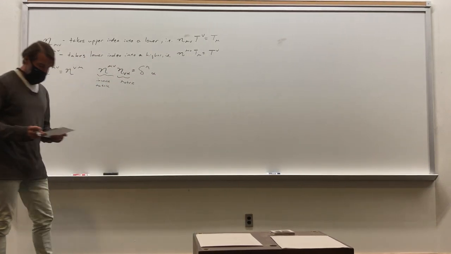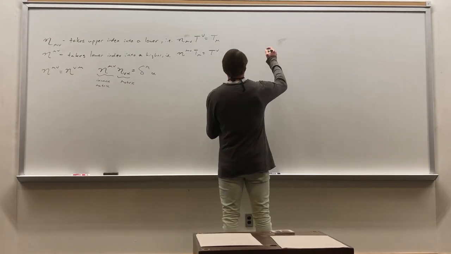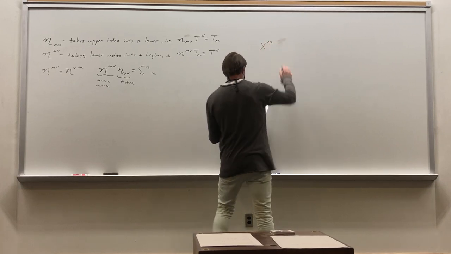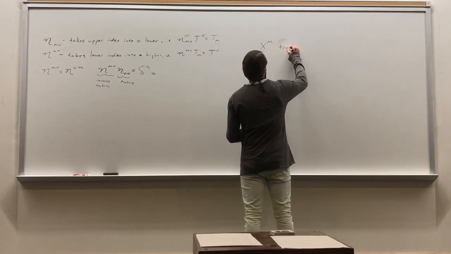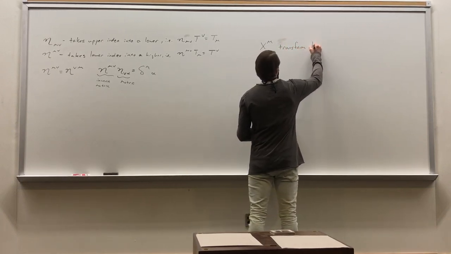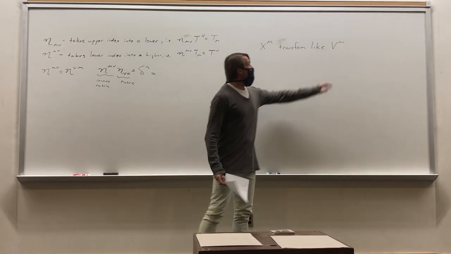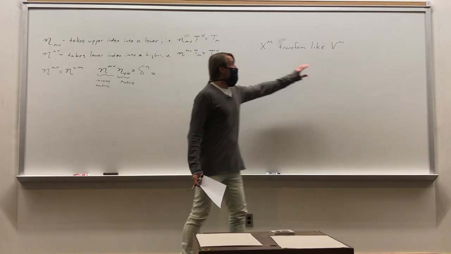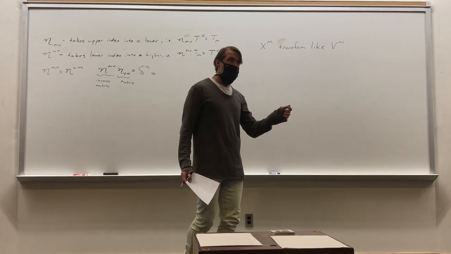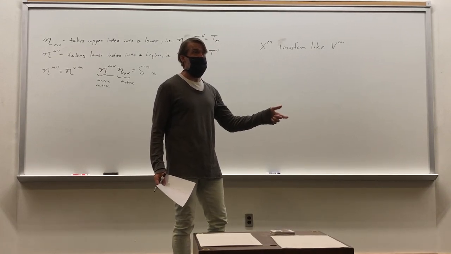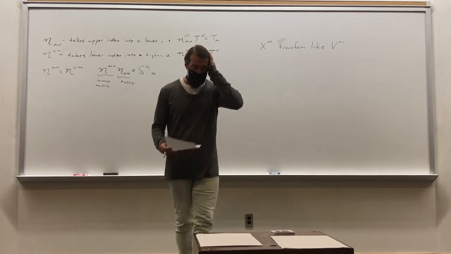So now, let's make an observation. We know that the coordinates, x mu, transform like vector components. In fact, that's how we figured out how the vector components transform. We said we know how the coordinates transform. A vector is invariant, therefore we figured out how the basis transforms. And we said a vector uses the same basis. So if the basis transforms in this way, the vector components have to transform the same as x mu.